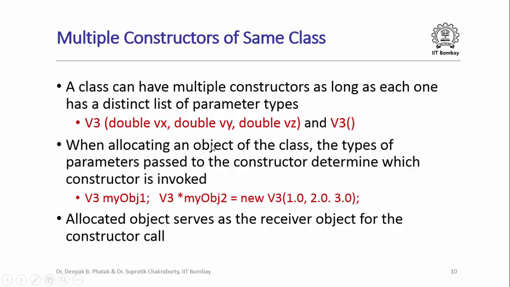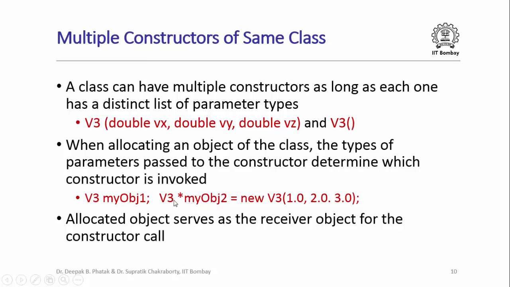So when allocating an object of the class v3, which of these constructor functions should be invoked? Well, the types of the parameters that are going to be passed to the constructor when allocating the object will determine which of these constructor functions is invoked. So if I declare a variable or object my obj1 of class v3, I have not specified the values of parameters to the constructor function here. Therefore, this constructor function will be invoked because it does not require any parameters.